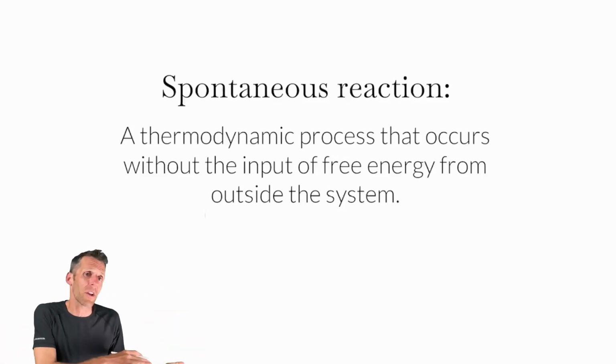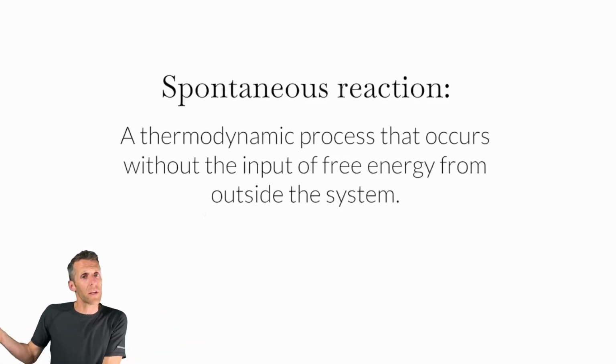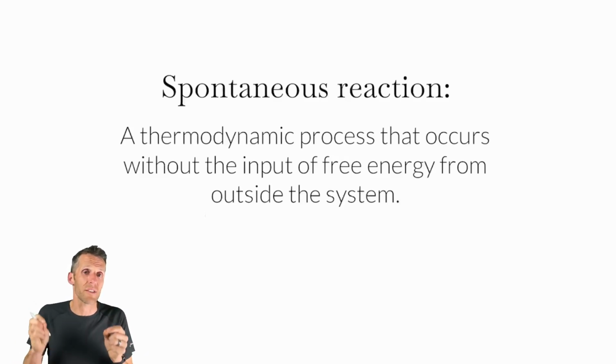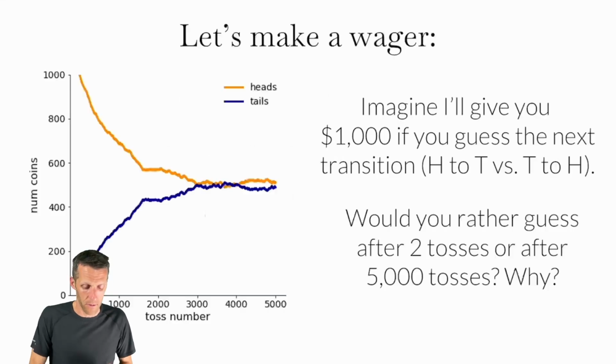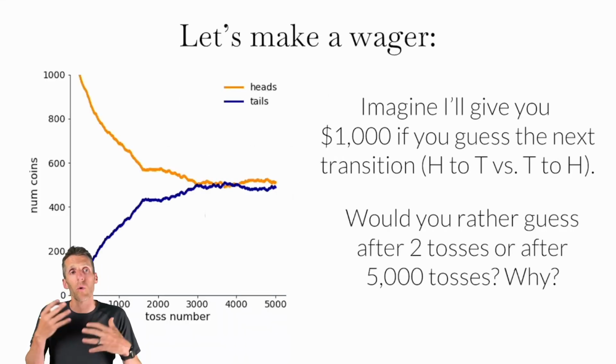We started out with 999 heads and 1 tail, and wow, what do you know? We ended up with 500, and that will happen every single time, right? That is a predictable outcome because this reaction is in fact a spontaneous reaction. Okay, so let's do another prediction.